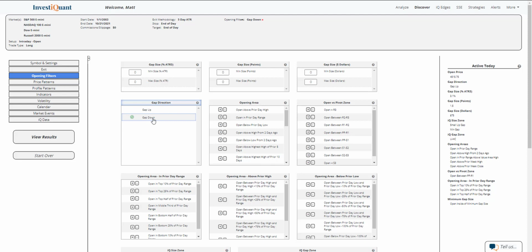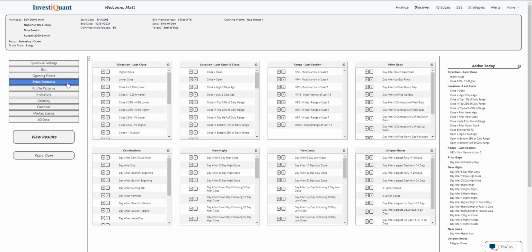Since I have no idea if we'll be in range or out of range right now, I'm going to leave those two scenarios out of this test. You could do open in range as a gap down or open below the prior day low to get a little bit more specific. But for right now, I'm just going to use gap down.